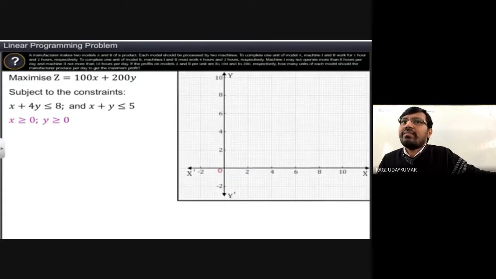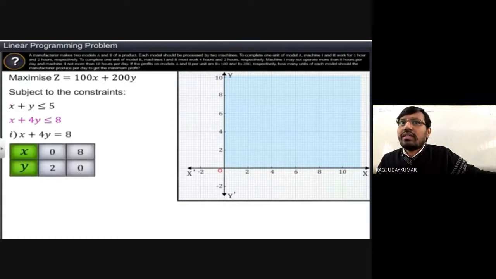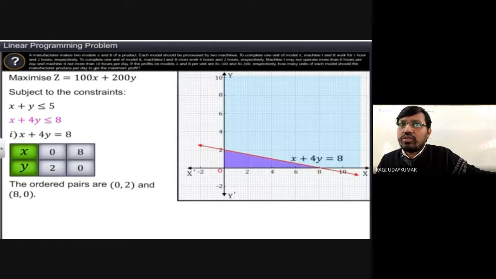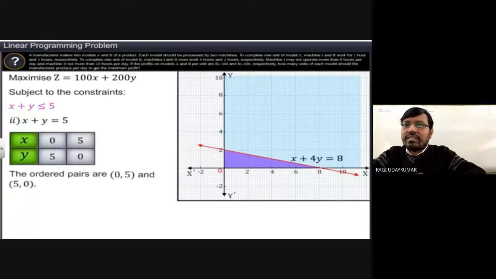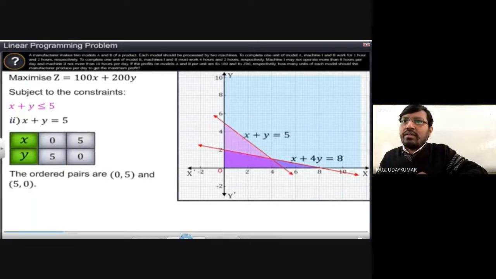So x greater than or equal to 0, y greater than or equal to 0 obviously represents the first quadrant, since both are positive. We have to draw x plus 4y less than or equal to 8. So draw the line x plus 4y equals 8. Two points should be taken, any two points. We have to draw the line. Since it says less than, it is towards the origin, so you don't need to take any point directly.